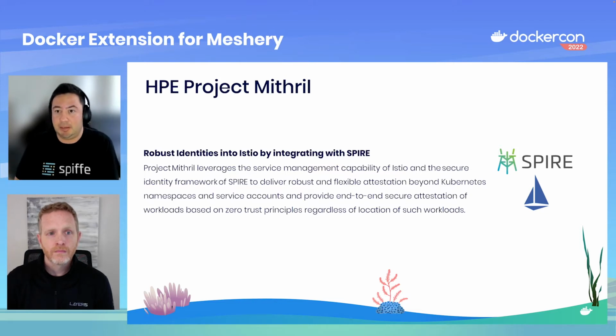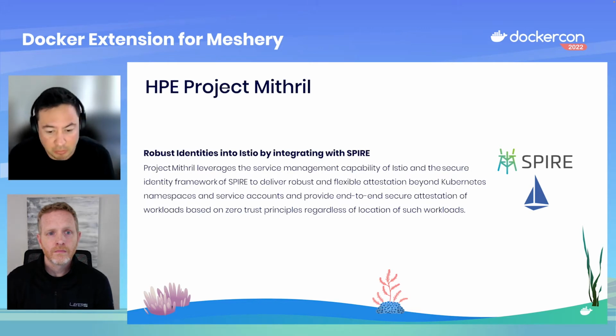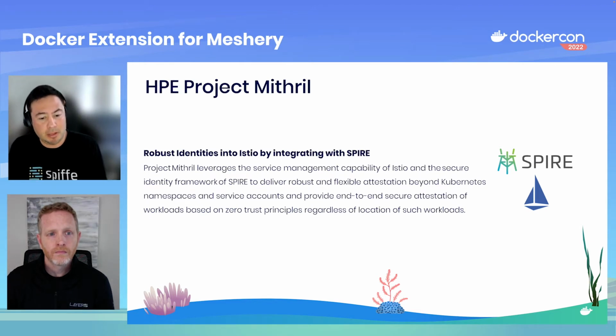And as SPIFFE and SPIRE become popular, here at HPE, we have identified a long-time standing request coming from the SPIRE community that they need an easy way to use SPIRE as an identity plane for Istio. So that's why we came up with HPE's codename Project Neutral, which is an internal effort at HPE and open source that enables the integration between SPIRE and Istio.